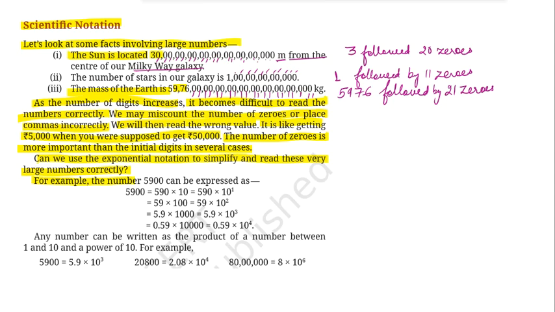For example, the number 5,900 can be expressed as, तो जैसे अभी हमने expanded form पढ़ा था, so 590 into 10 लिख सकते हैं, right? And we can also write it as 590 multiplied by 10 to the power of 1. इसको और further we can write 59 into 100 और we can write 59 into 10 to the power of 2. अब इसी में एक डेसिमल लगा देंगे, so 5.9 और 100 की जगह we can write 1000. So 5.9 into 10 to the power of 3. आप डेसिमल और लेफ्ट में शिफ्ट करेंगे तो 0.59 into 10,000. That is 0.59 into 10 to the power of 4.